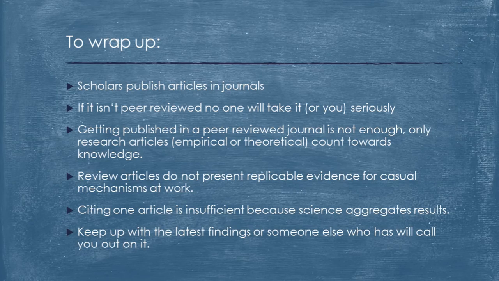What are the main points that I've covered in this video? Scholars publish articles in journals. If it isn't peer-reviewed, no one will take it or you seriously. Getting published in a peer-reviewed journal is not enough. Only research articles, and those would be either empirical or theoretical, count toward our building of knowledge. Review articles do not present replicable evidence for causal mechanisms at work. Therefore, they are not primary sources of information for research findings. Citing one article alone is insufficient because science aggregates results. We triangulate them over time and over studies. And it's important to keep up with the latest findings, or someone who has will call you out on it.